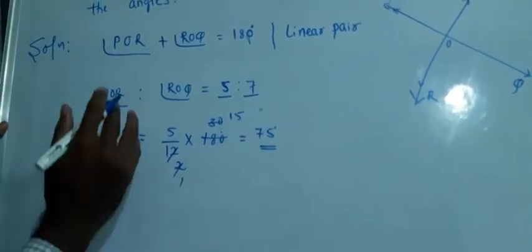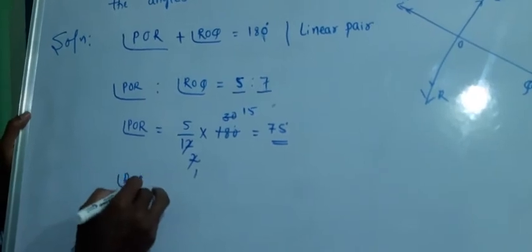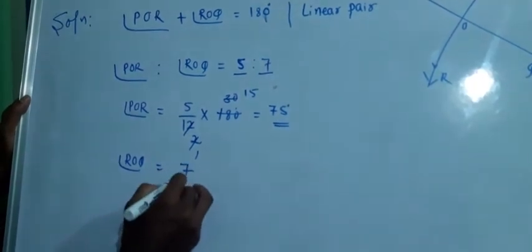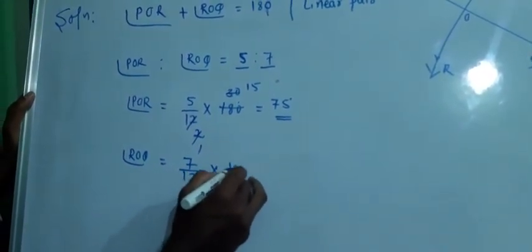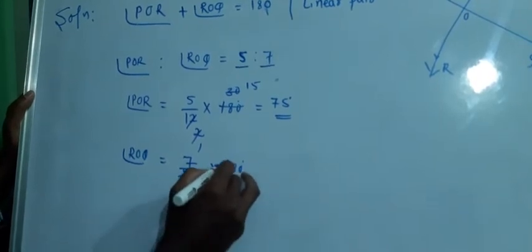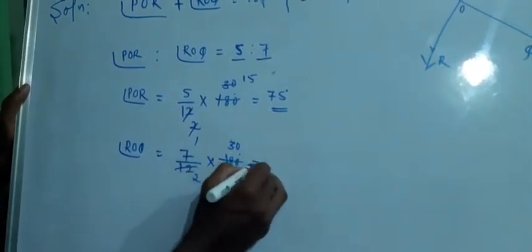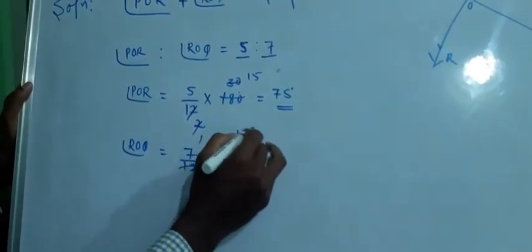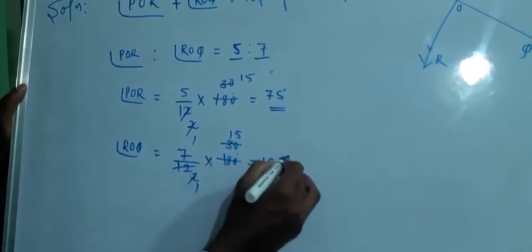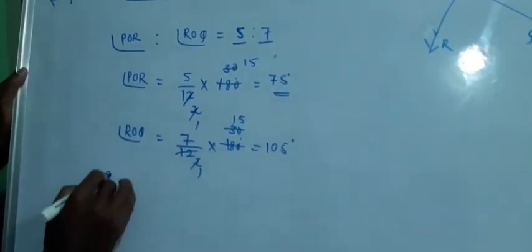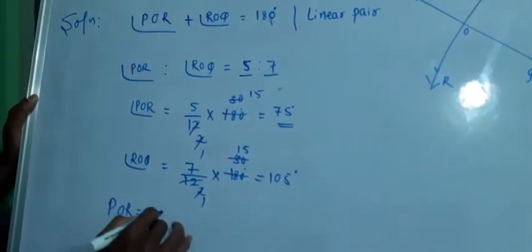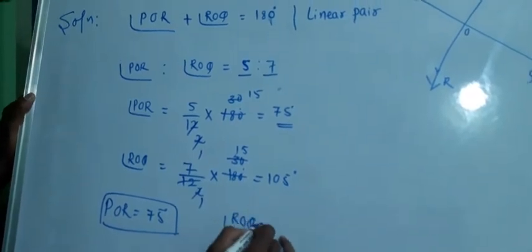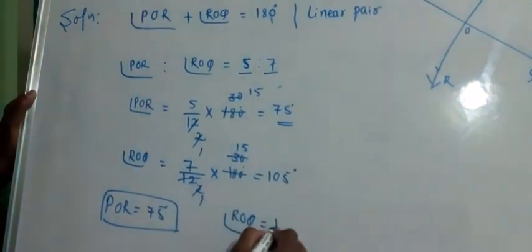Then ROQ is equal to either 180 minus 75, or else 7 divided by 12 into 180. 6 2s are 12, 6 3s are 18, 15 7s are 105. That is, POR is equal to 75 degrees and ROQ is equal to 105 degrees.